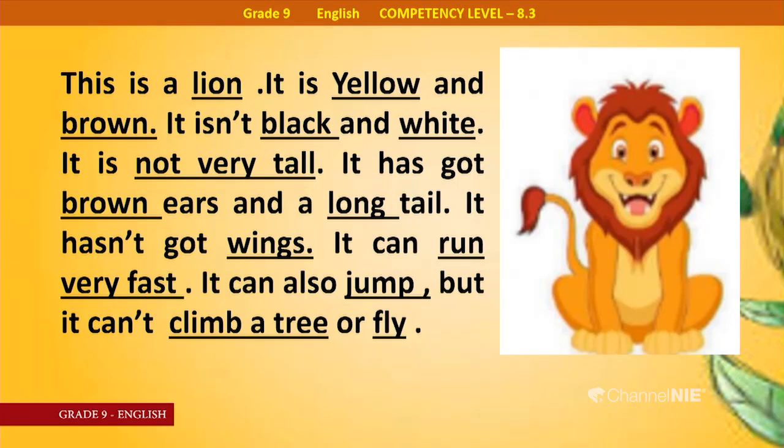This is a lion. It is yellow and brown. It isn't black and white. It is not very tall. Though the zebra is tall, the lion is not very tall. It has got brown ears and a long tail. Can you see the lion's long tail? It hasn't got wings. It can run very fast. It can also jump, but it can't climb a tree or fly.